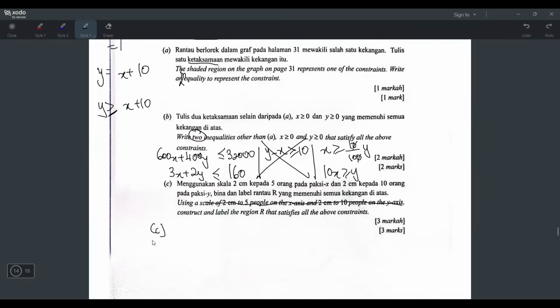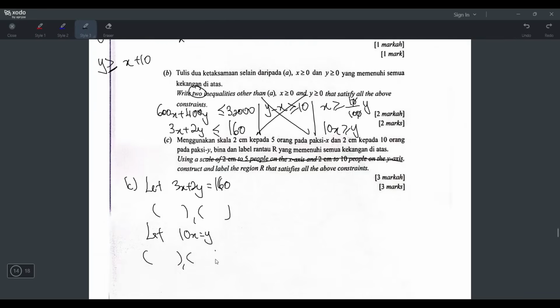Okay, so we definitely have to draw the remaining two lines, because the one line they already draw for us. The first line we have to draw is this 3x plus 2y. Let's change this sign to equal first because I'm trying to draw the line now. Later when I shade the region, then only I look at the sign. So I will let 3x plus 2y equals 160, and then open bracket, find the coordinates because later I have to plot and draw the line. The next one also, I let 10x equals y, and do the same thing. I have to find coordinates because later need to plot.